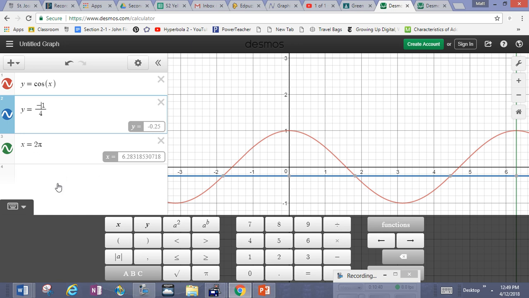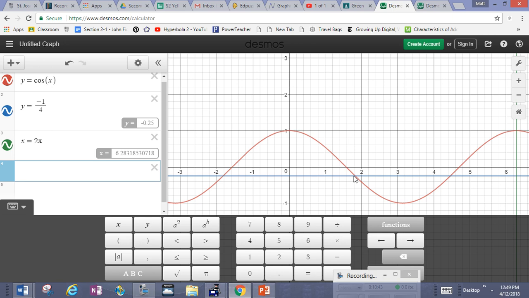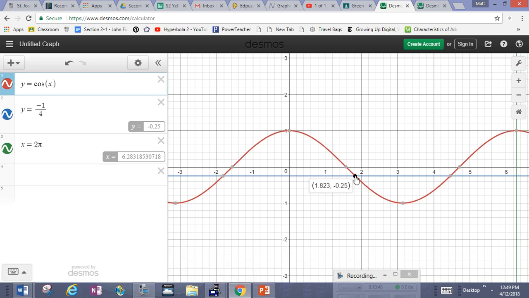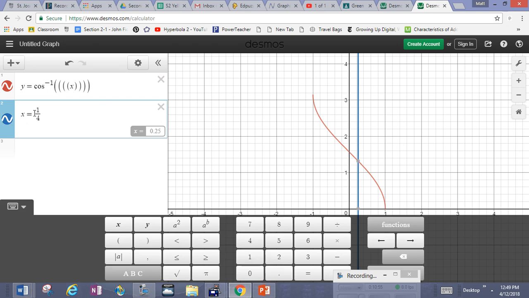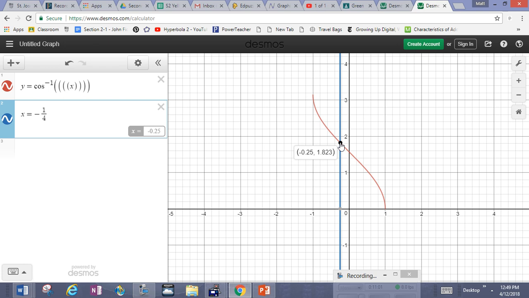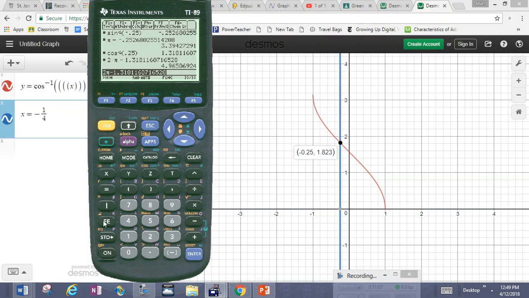We're going to find this answer when we go inverse cosine. 1.823. Going to change this one to negative. And sure enough, 1.823. Let's see if the calculator gives us the same exact thing. Doing the inverse cosine of negative 0.25 is 1.823.